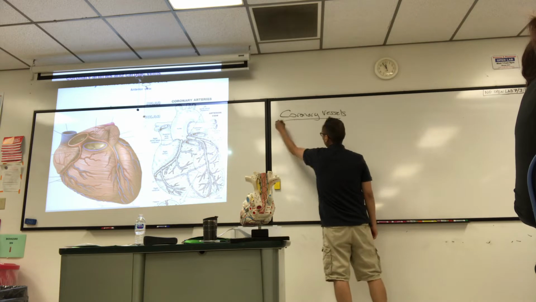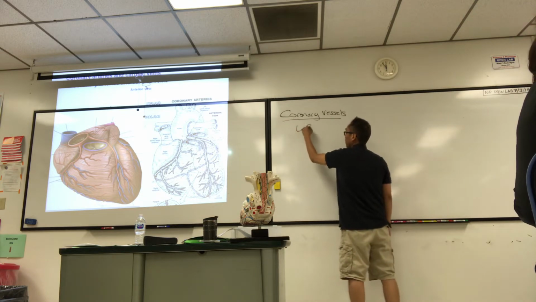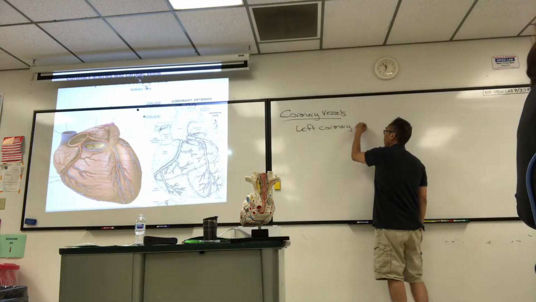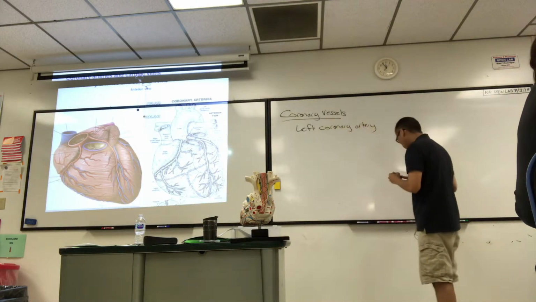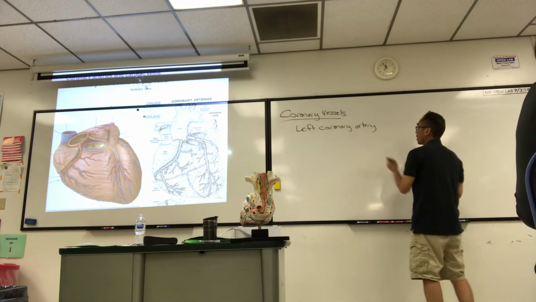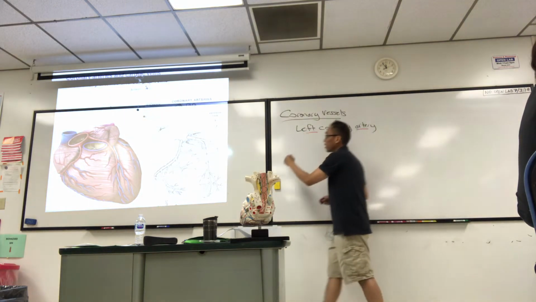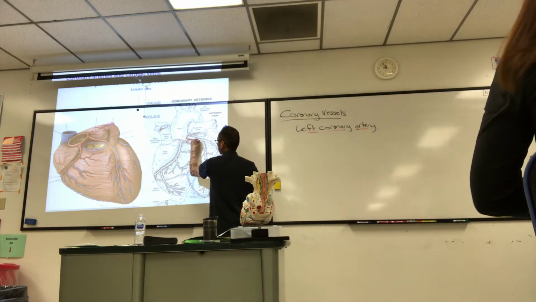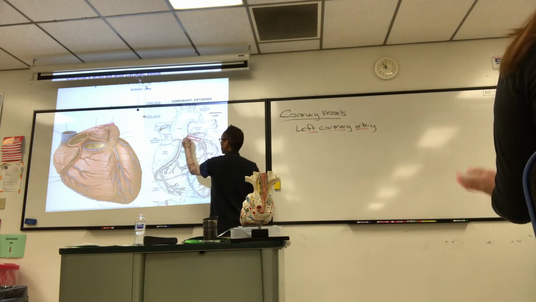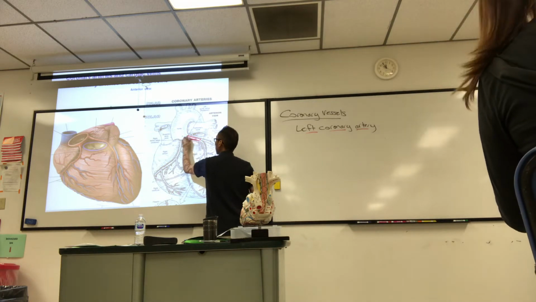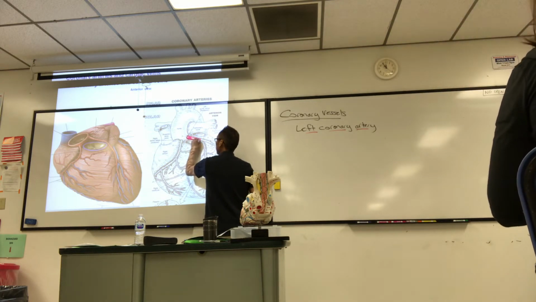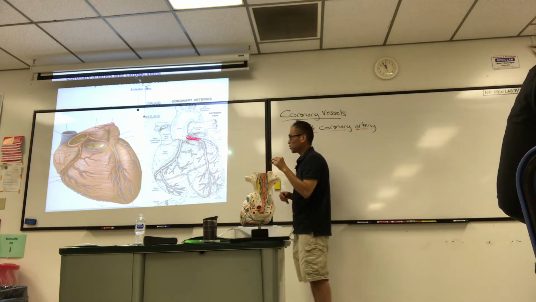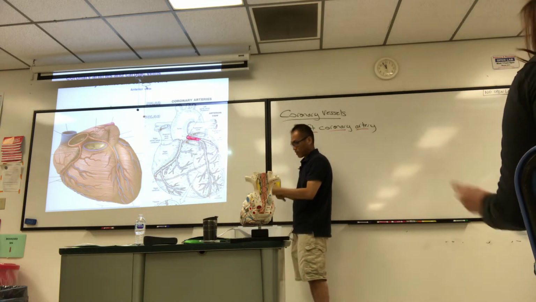The coronary vessels. It starts with the left coronary artery. How about I color it in red? It branches right off the ascending aorta. It stops right there. It's very short. It stops and immediately bifurcates into the left anterior descending and circumflex artery.